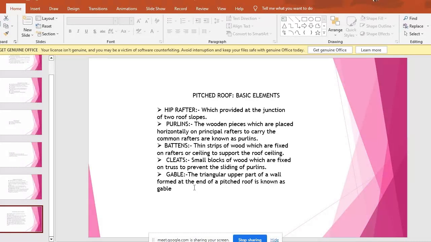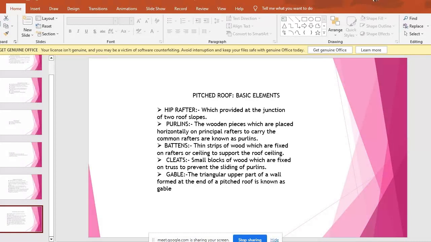Thank you. Okay, Anthony, what have we learned today? We learned the definition of the roof. We learned the basic elements of the roof. And when you talk of the basic elements of a pitched roof, we talk of hip rafter, purlins, battens, cleats, and gable. Okay.